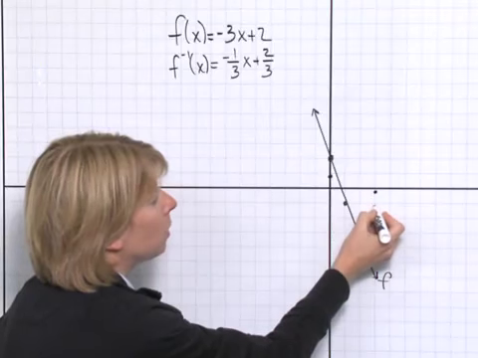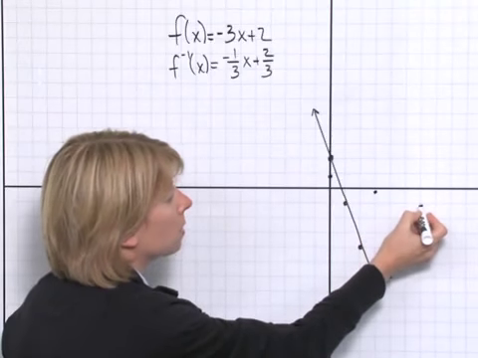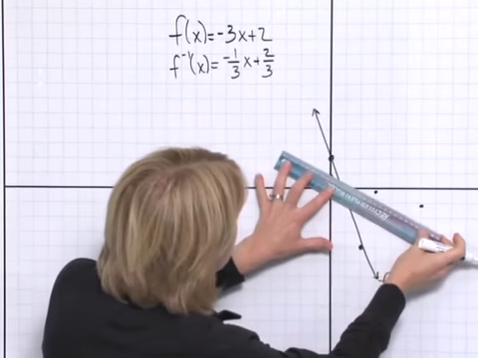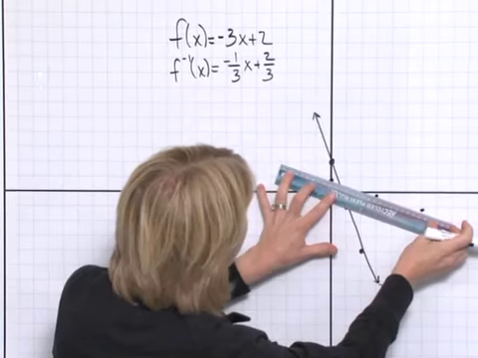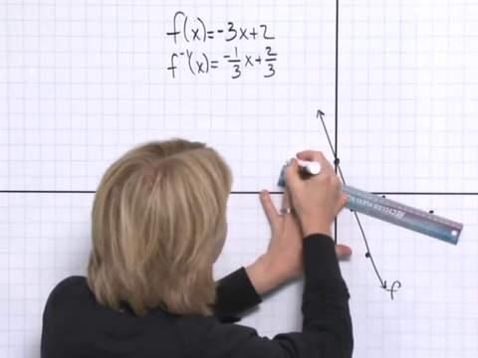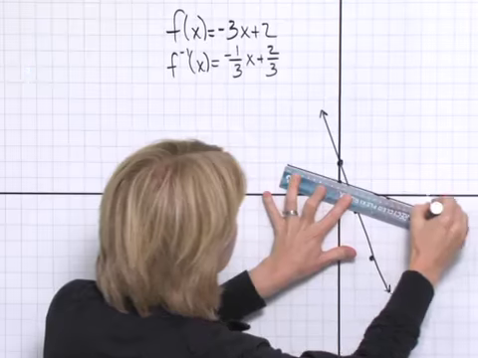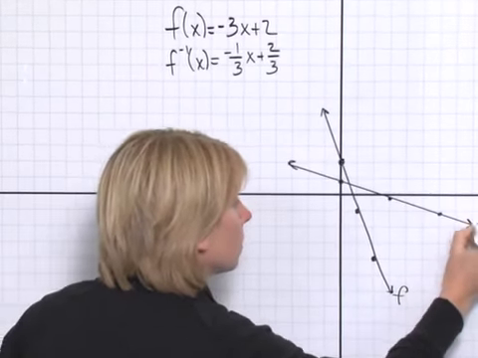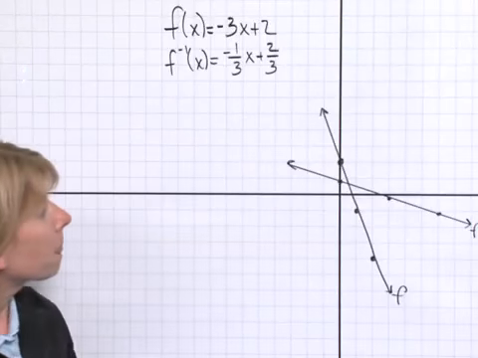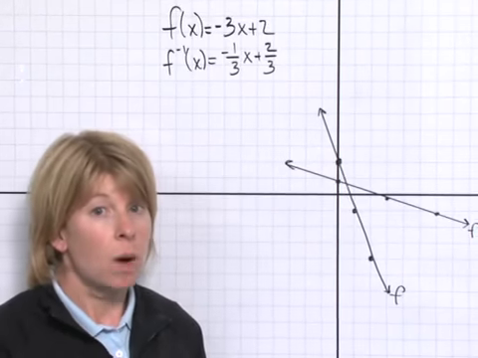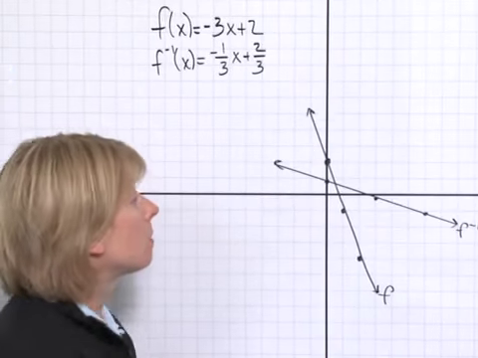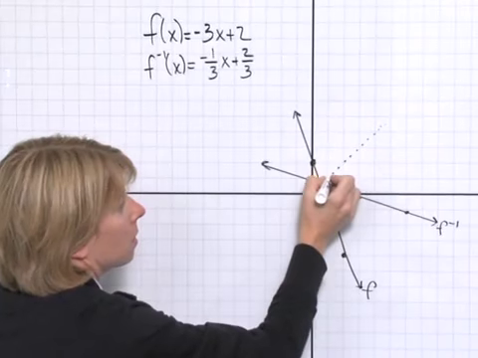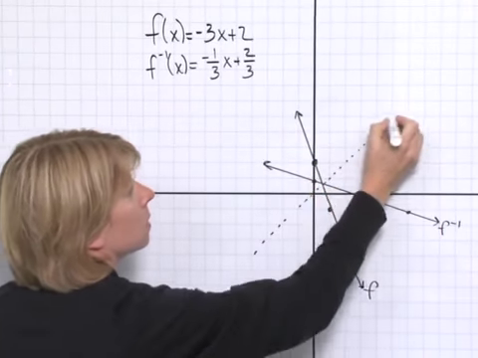And I'll do that a second time. Down 1, right 3. So I'll connect these points and have my graph of the inverse of f. Now the hint mentions the line y equals x to be used as a reference line. I'm going to draw that in using a dashed line, and that comes through here like this.